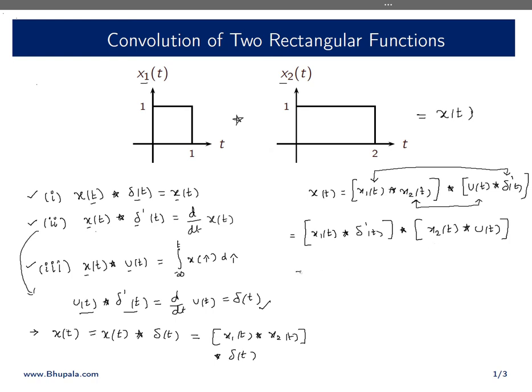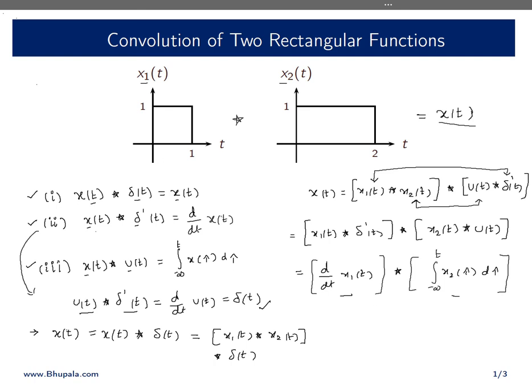Finally this simplifies to d by dt of x1 of t convolved with the integral of x2 of t, integral from minus infinity to t of x2 of tau d tau. So finally the convolution signal x of t can be written as derivative of x1 of t convolved with integral of x2 of t. Now let us try to finally solve the problem.